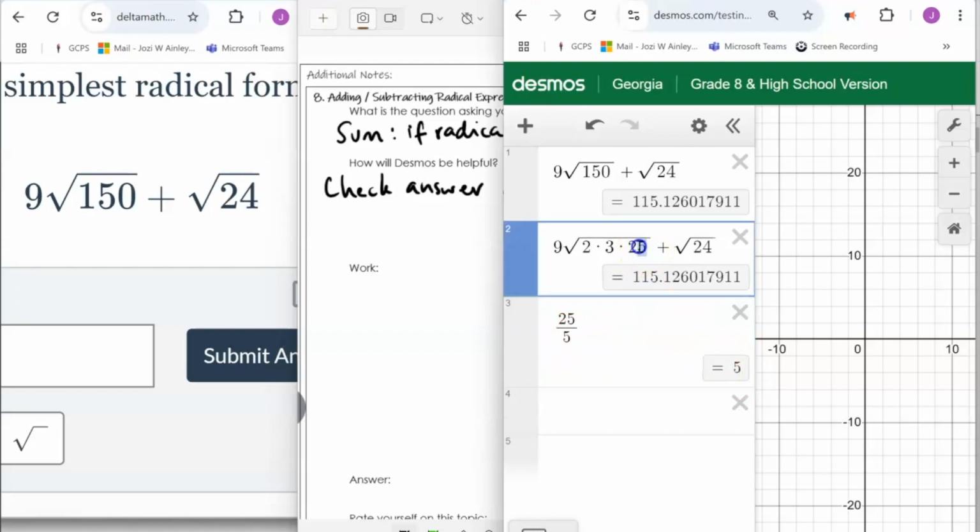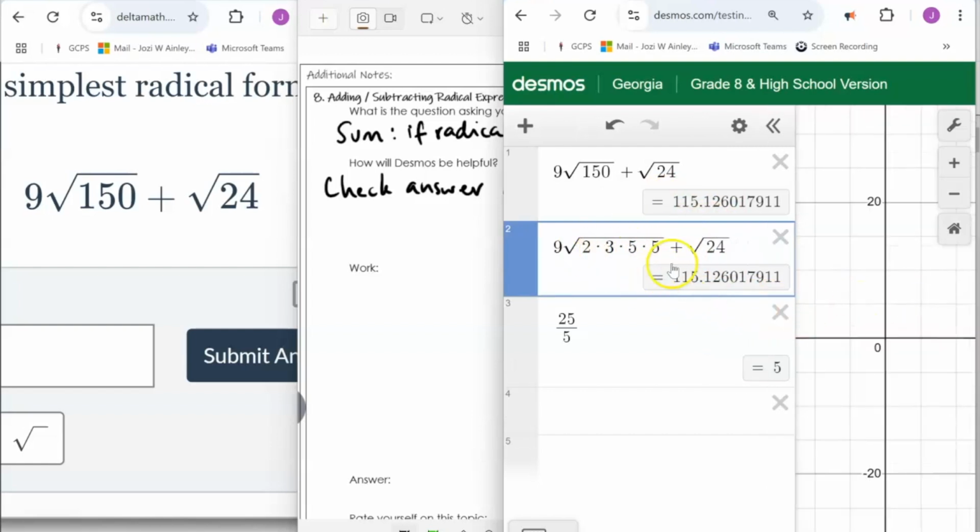5 times 5. So I can replace 25 with 5 times 5. And as soon as I do that, you see it still matches. Yes. Is this the lowest it can be? Absolutely. Okay. So now I'm going to move on to, before I do books, I'm going to break everything down.